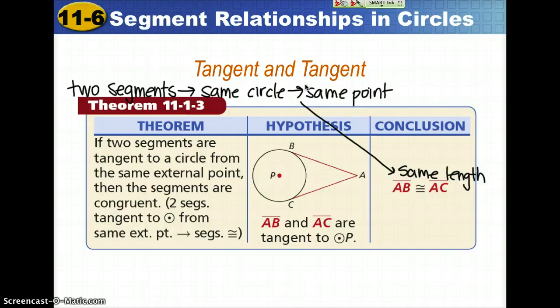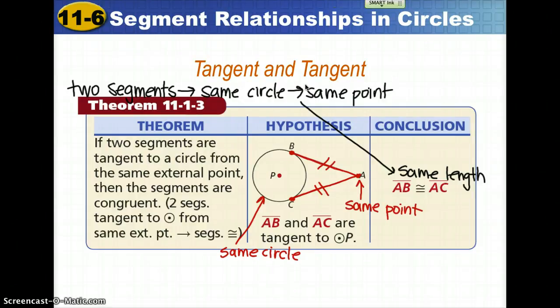Right here, AB, this segment is tangent to the circle at point B. This segment is tangent to the circle from point C. They are tangent to the same circle from the same point, so they are the same length. AB is congruent to AC. You can even draw that. There it is. They are congruent. Here's the same point. Of course, this would be the same circle. It's the only circle up here. And of course, the same length we can mark with our congruent marks. Same circle, same point, same length.